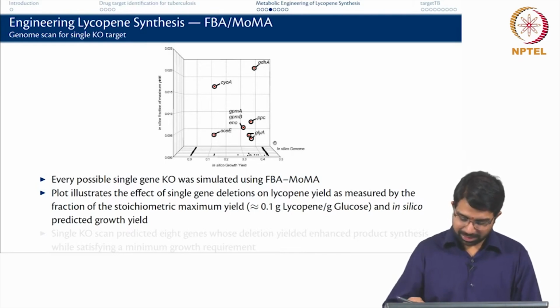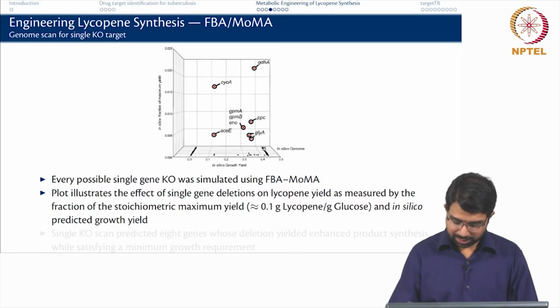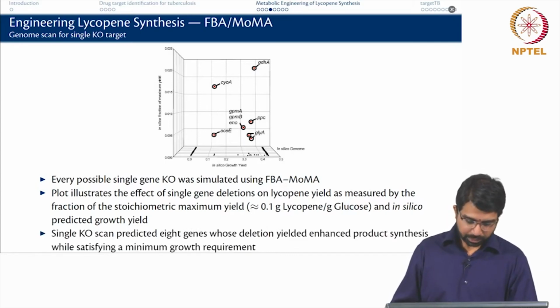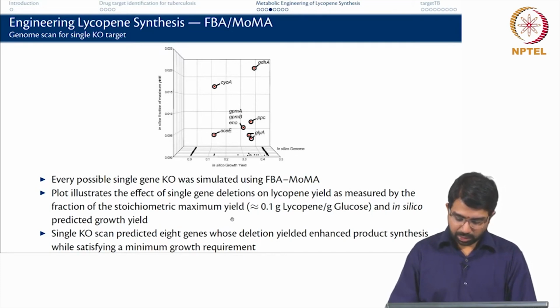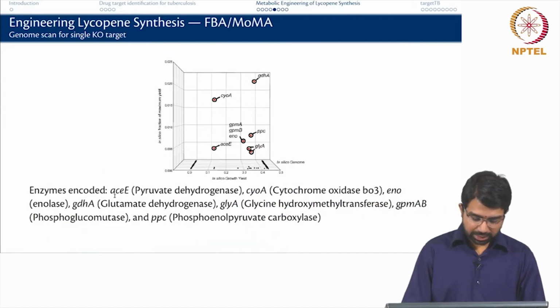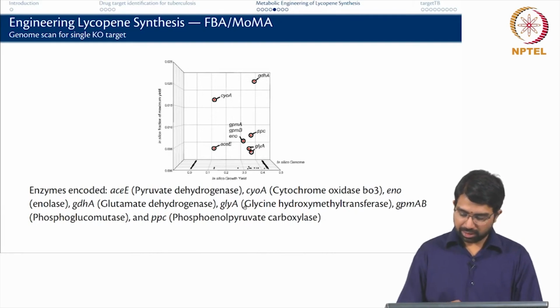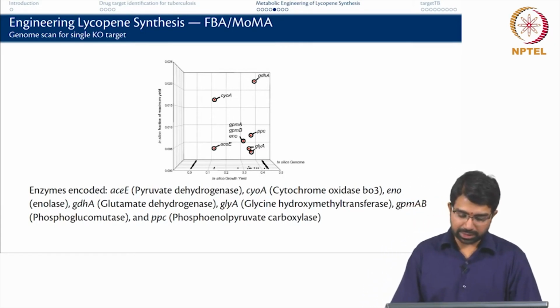That just talks about some in silico genome, what are all the reactions or something like that. They had a single knockout scan that predicted 8 genes whose deletion yielded enhanced product synthesis, and these enzymes included ACE, cytochrome oxidase, glutamate dehydrogenase, glycine hydroxymethyl and so on. These are the genes that they found quite interesting.